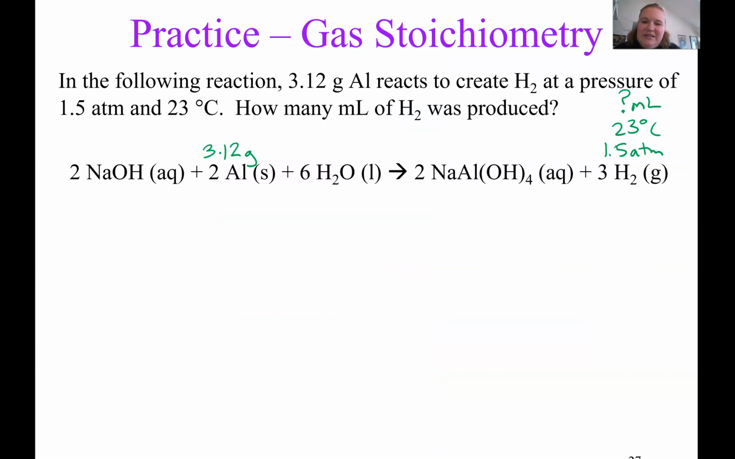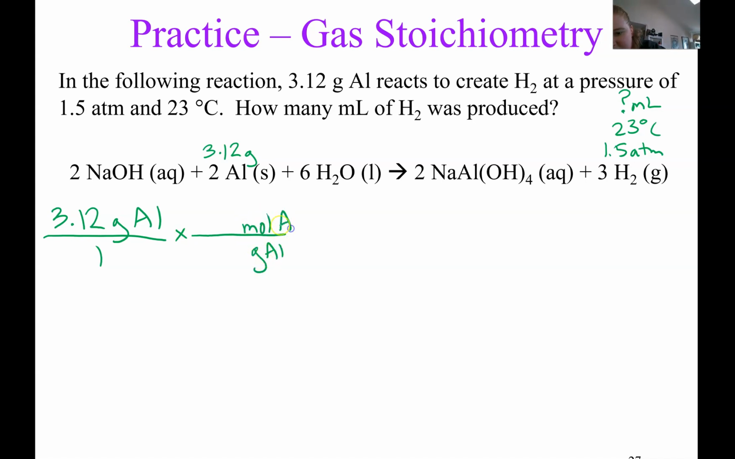I also like to list the information above or below the equation like that. Again, it's just one of the ways that I organize the data that's given to me. So let's start with our given. 3.12 grams of aluminum. I have my periodic table here. I'm going to put grams of aluminum on the bottom, moles of aluminum on the top. 1 mole of aluminum weighs 26.982 grams.